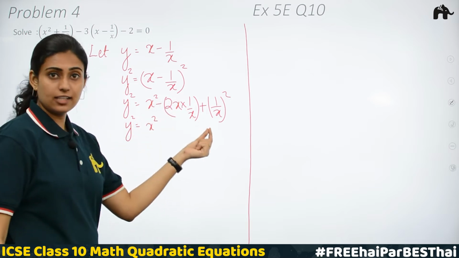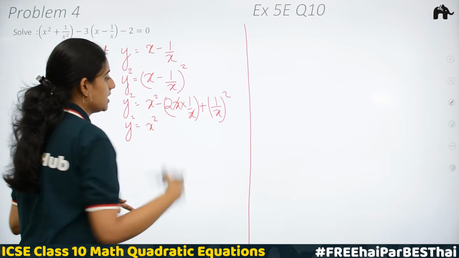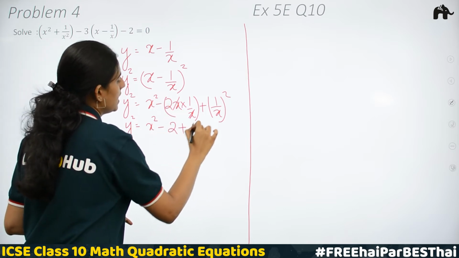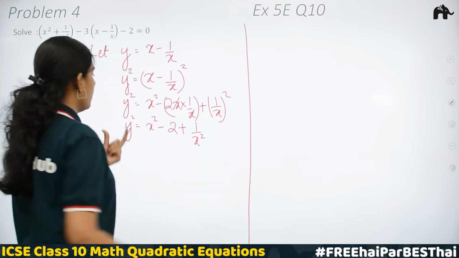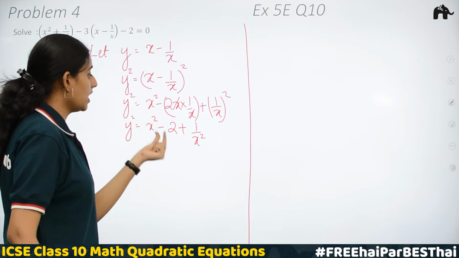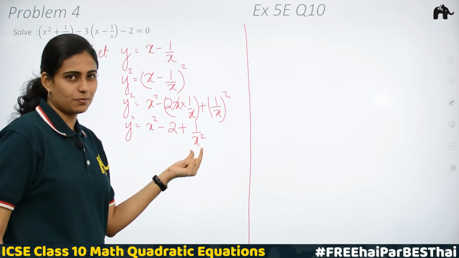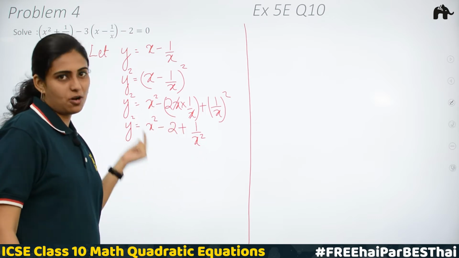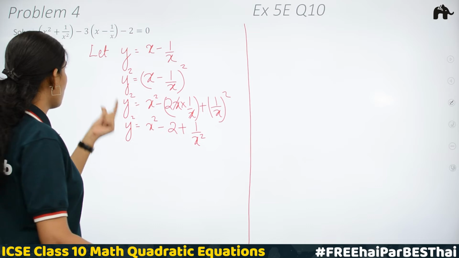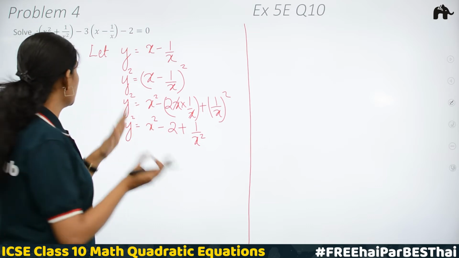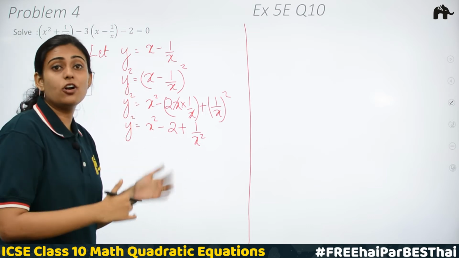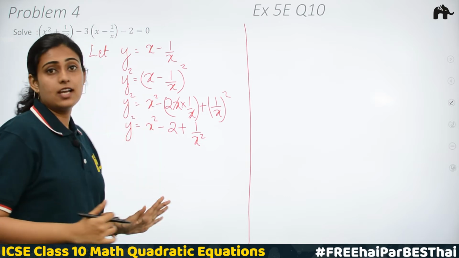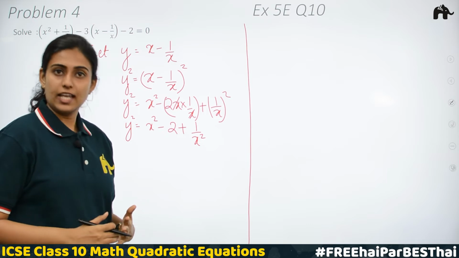Next, cancelling x from numerator and denominator, we get minus 2 plus 1 by x square. y square is equal to x square minus 2 plus 1 by x square. Next step, what to do? We have to take this minus 2 to the opposite side. Just solve this question. It is similar to the steps that we followed in our previous question. First find y, then substitute for finding the values of x.